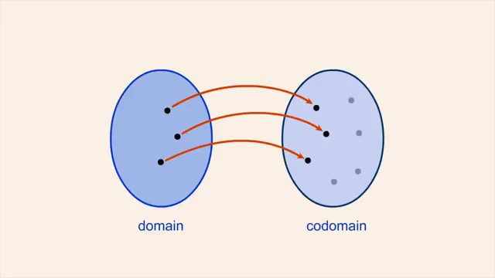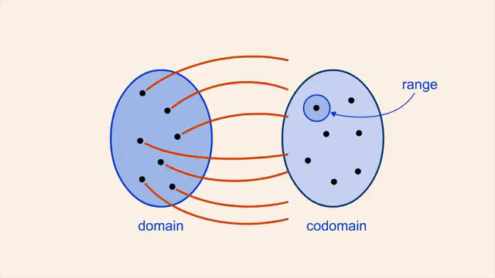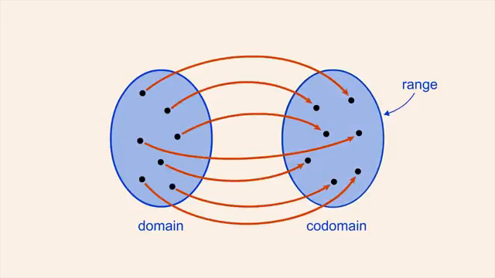There can be additional elements in the codomain which are not associated with any element in the domain, but the subset of elements which are associated is the range of the function. The range can be as small as a single element or could include every element of the codomain.